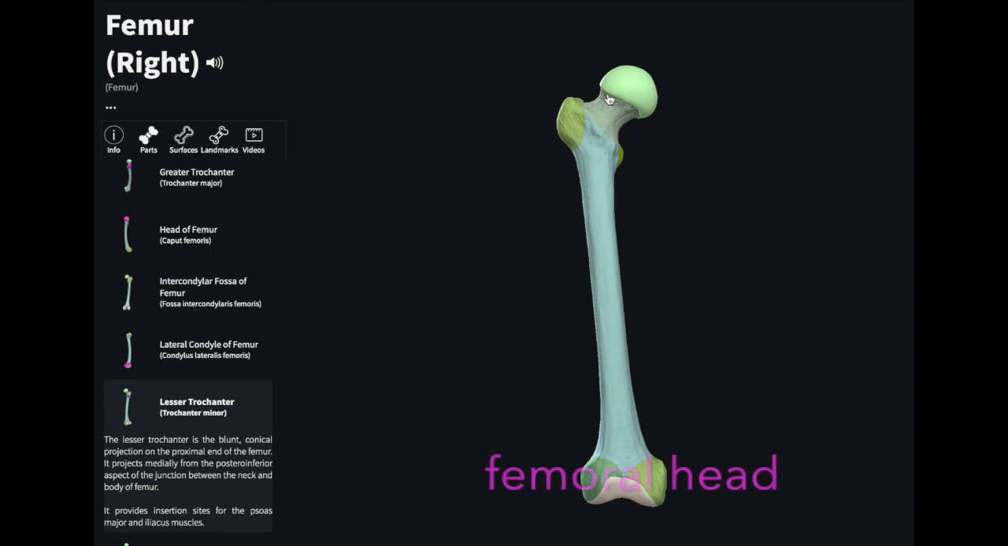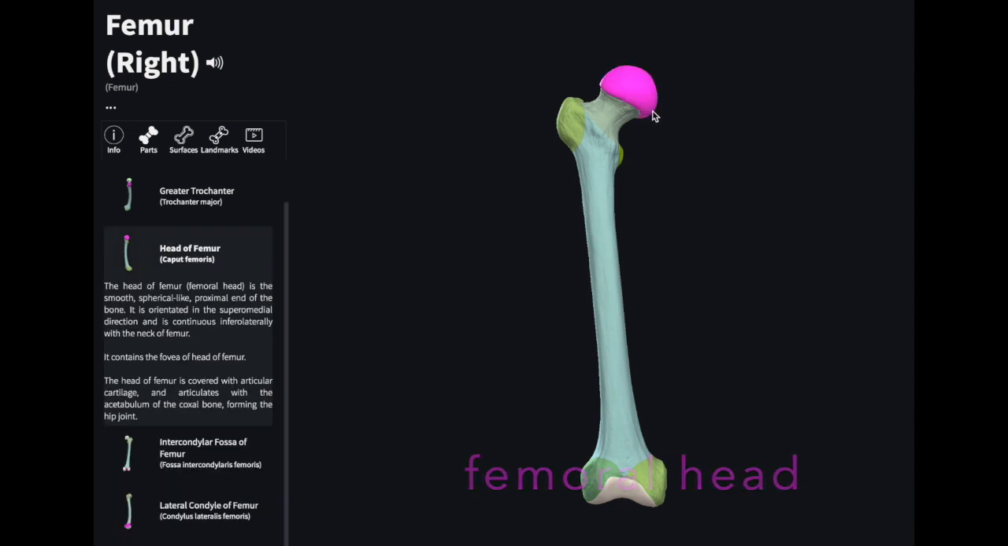Okay, so here I have the right femur. This is the anterior view of the femur. We have a few structures that we need to know here. The first structure is the head of the femur, so the femoral head.